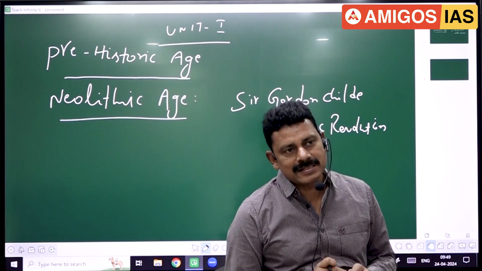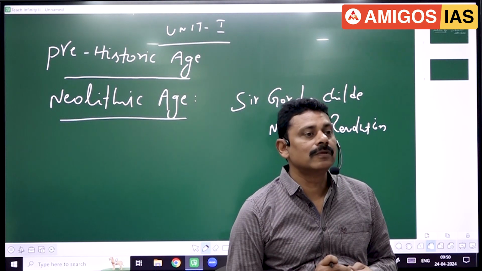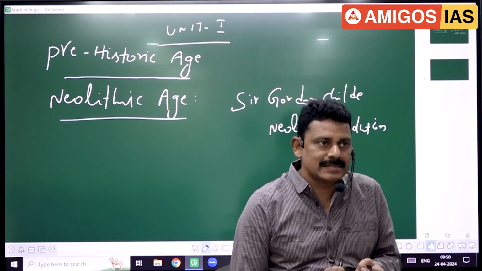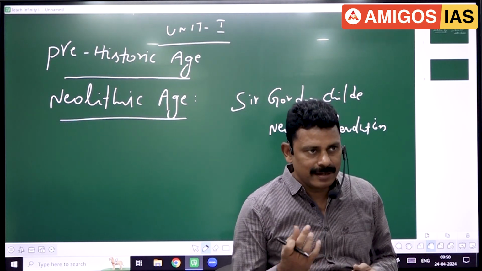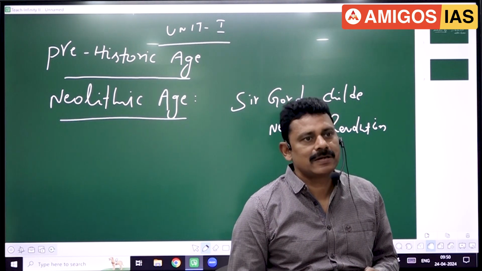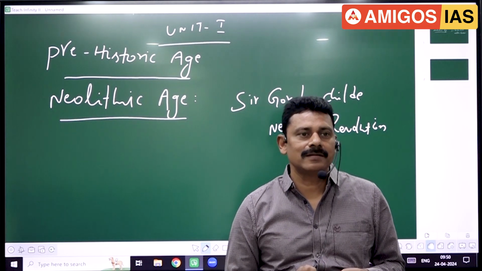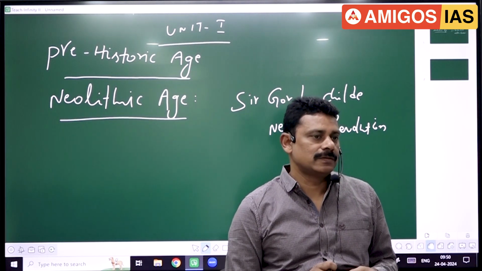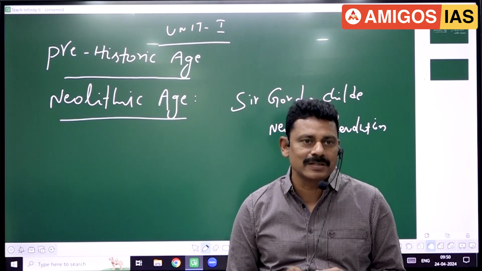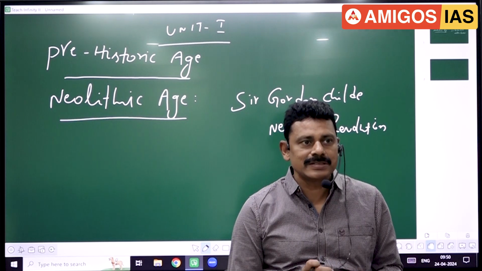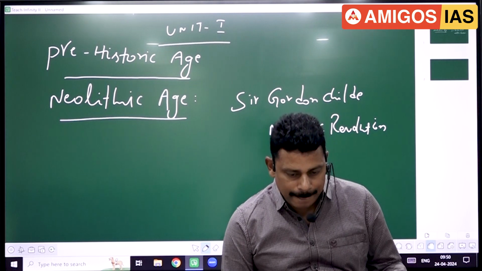You might have seen Sir Gordon Childe in the Indus Valley Civilization also. He was one of the men who spoke about the various reasons that caused the decline of the Indus Valley Civilization. So various theories and hypotheses have been propounded by the scholars. He is one of them. According to Gordon Childe, ecological imbalance was the reason for the decline of the Indus Valley Civilization. So he has studied the Neolithic era also, and these developments have been considered as revolutionary developments in the life of the humans.